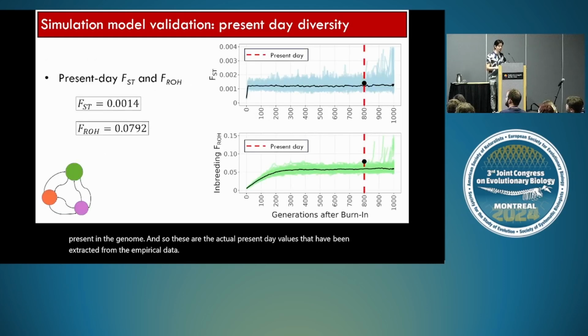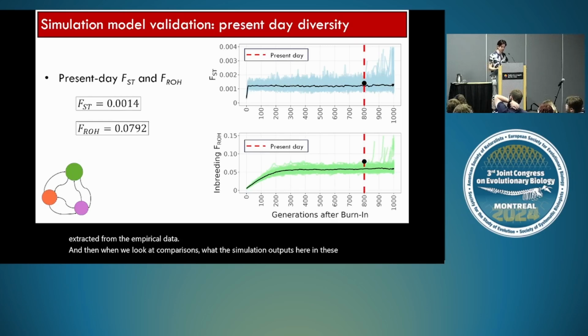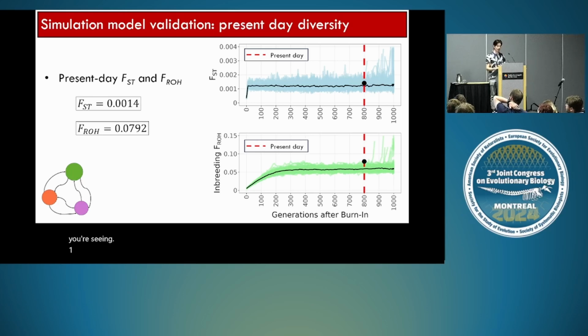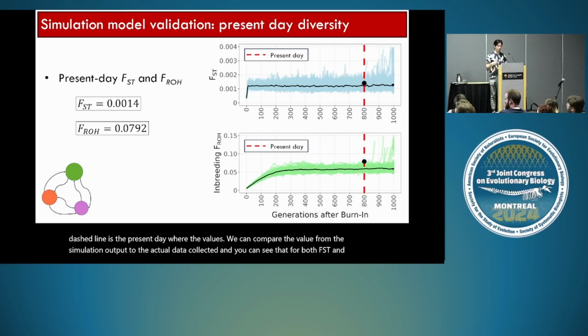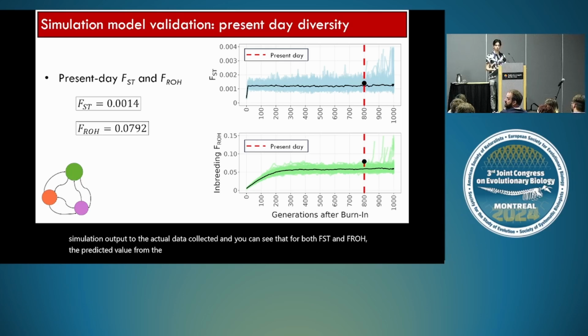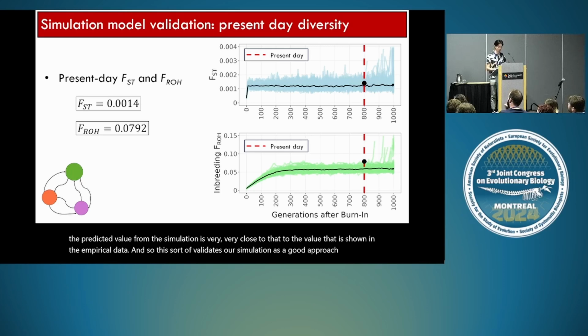When we look at a comparison to what the simulation outputs, in these charts you're seeing 100 replicate runs, and the black line through them is the median value. The red dashed line is the present day, where we can compare the value from the simulation output to the actual data collected. You can see that for both FST and FROH, the predicted value from the simulation is very, very close to the value shown in the empirical data. This validates our simulation as a good approach to modeling this population.